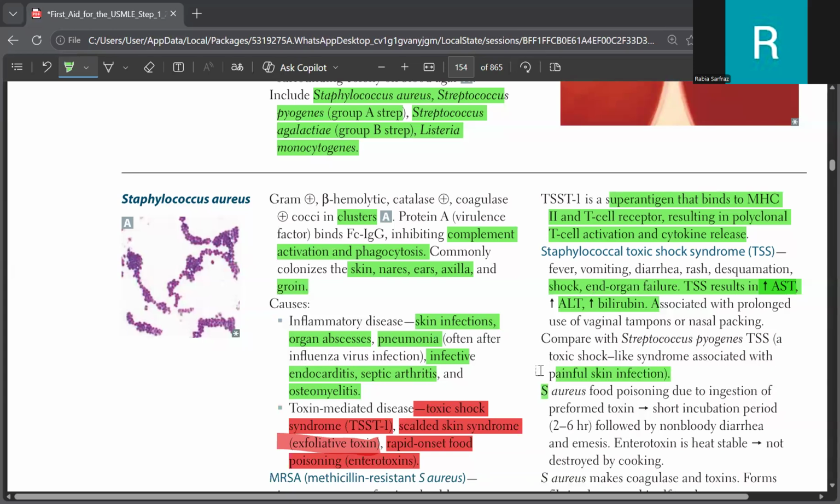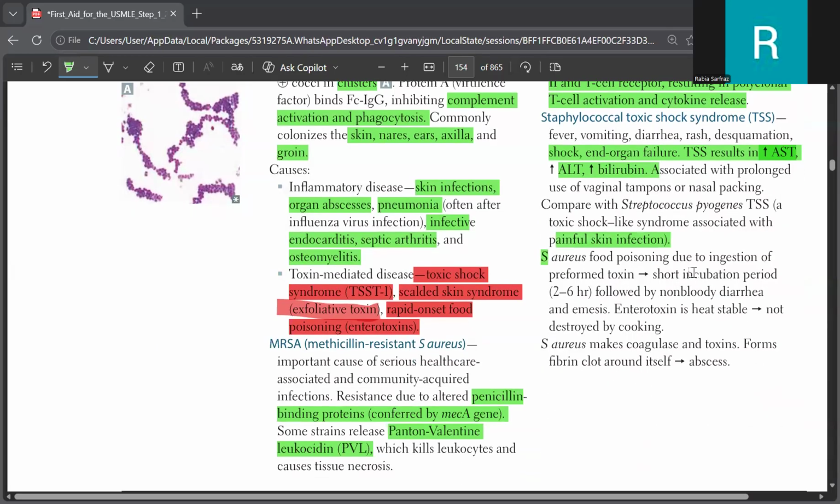Then we have S. aureus food poisoning due to ingestion of preformed toxin. It has a short incubation period of 2 to 6 hours, followed by non-bloody diarrhea and emesis. Enterotoxin is heat stable, not destroyed by cooking. S. aureus makes coagulase and toxins, and forms a fibrin clot around itself, so that forms an abscess.